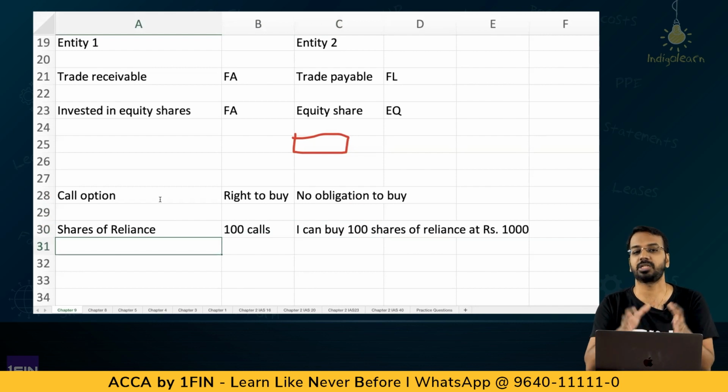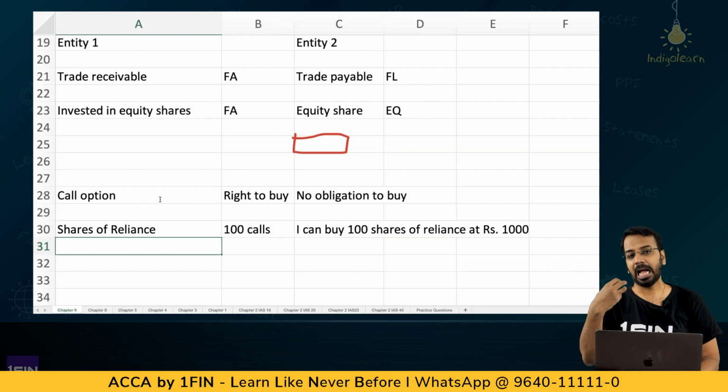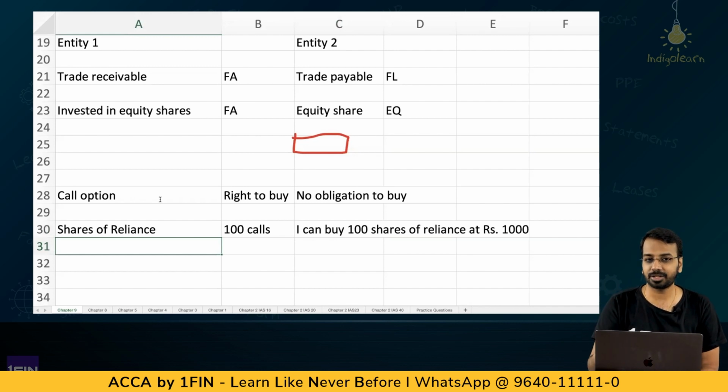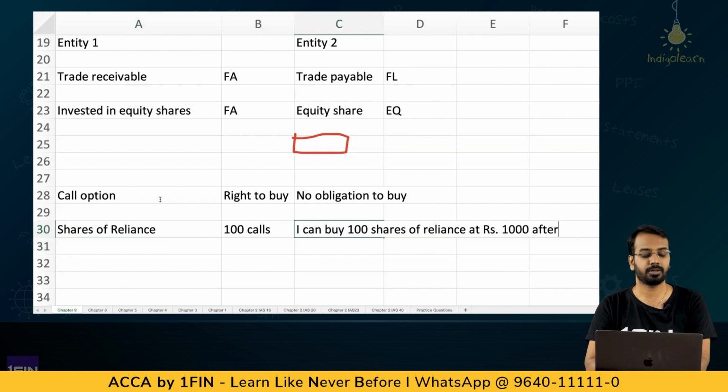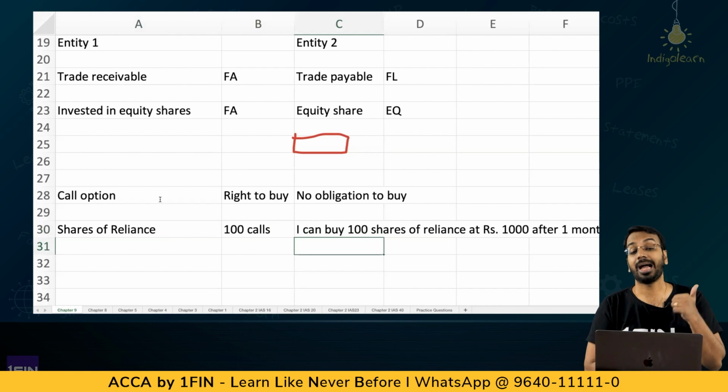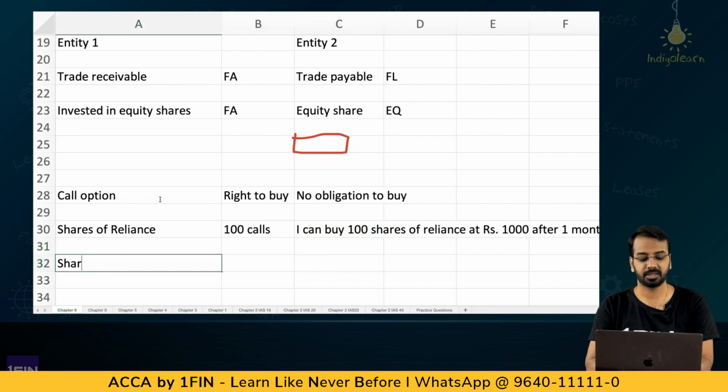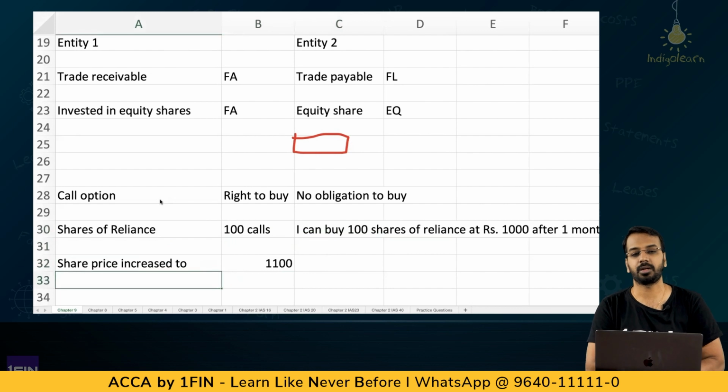Okay, so I have entered into this contract under which, let us say, for example, you are the other party. I can buy 100 shares from you at rupees 1000, let us say, after 1 month. So after 1 month, I can buy how many shares? 100 shares from you at what price? 1000. For this, we have entered into a contract, right? Now assume for a moment, share price increased to 1100. Even if it increases to 1100, you have to sell to me at 1000 only, because that is the contract.